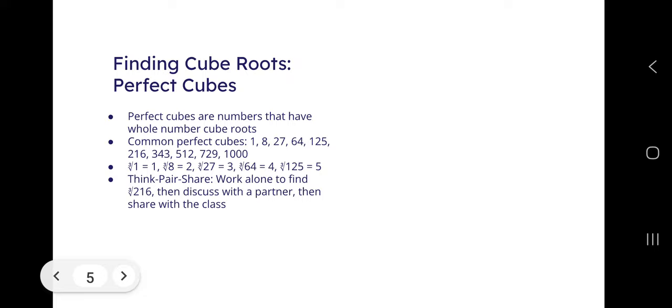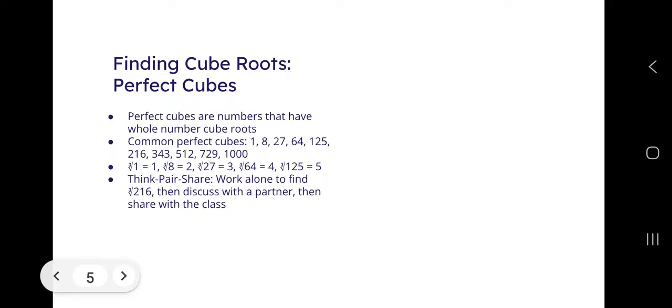Finding cube roots. Perfect cubes. Perfect cubes are numbers that have whole number cube roots. Common perfect cubes: 1, 8, 27, 64, 125, 216, 343, 512, 729, and 1000. The cube root of 1 is 1. The cube root of 8 is 2. The cube root of 27 is 3. The cube root of 64 is 4. The cube root of 125 is 5.